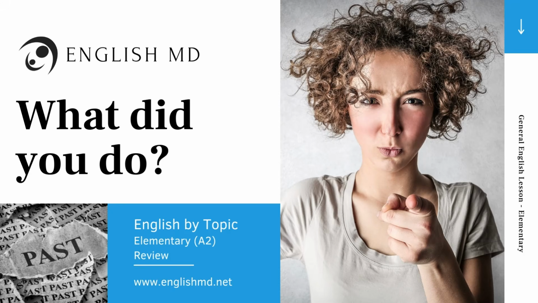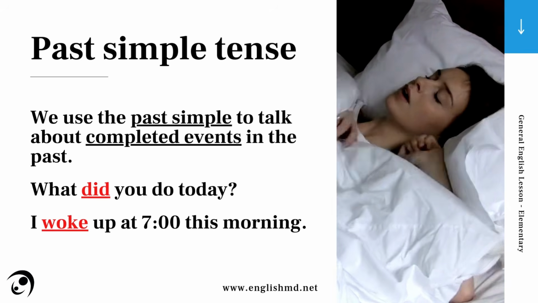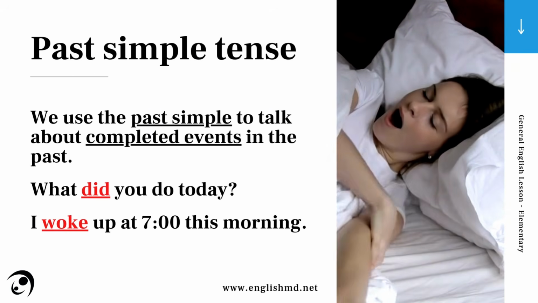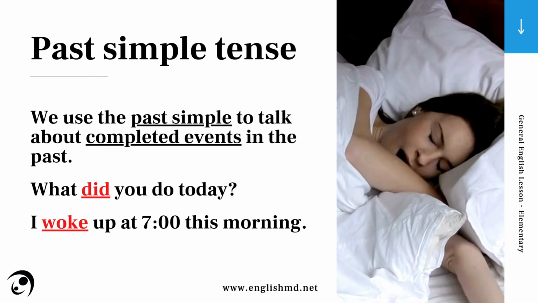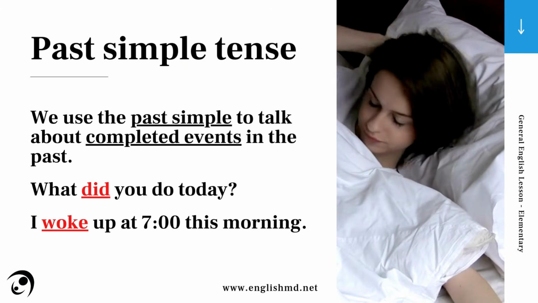What did you do? Past simple tense. We use the past simple to talk about completed events in the past. What did you do today? I woke up at 7 o'clock this morning.